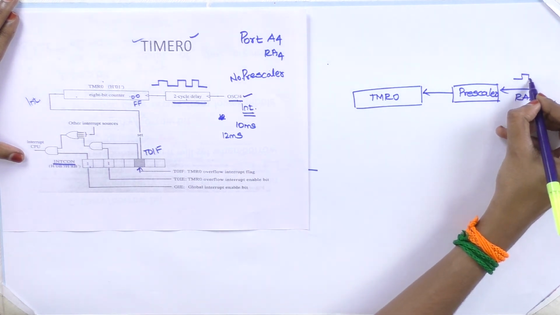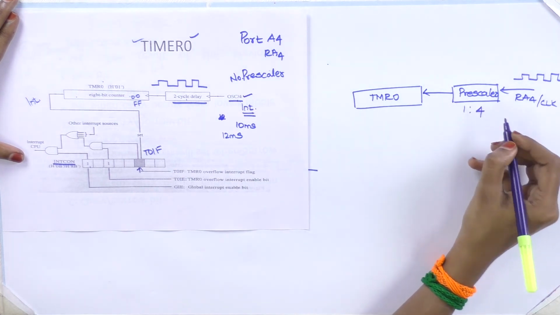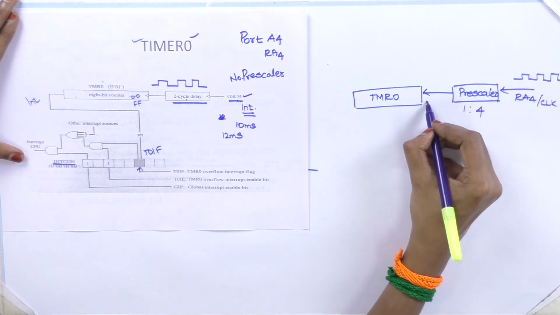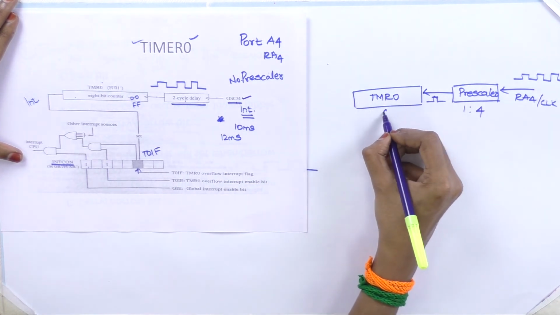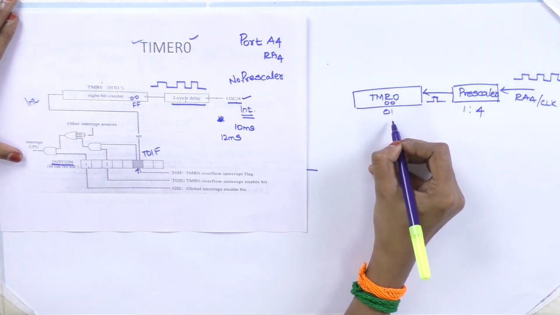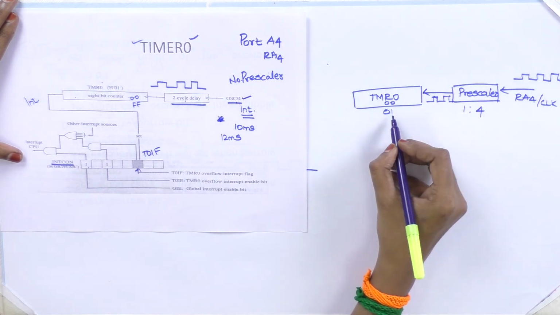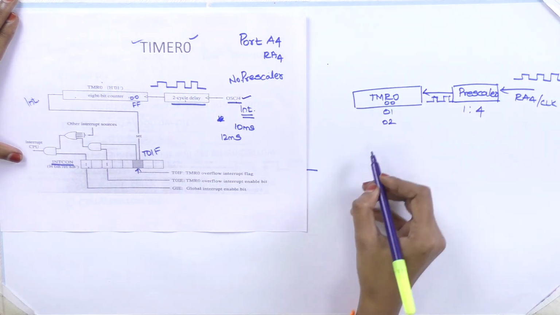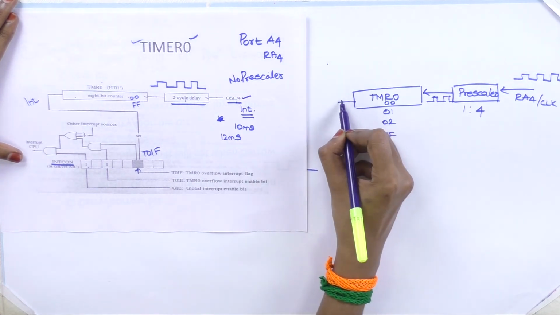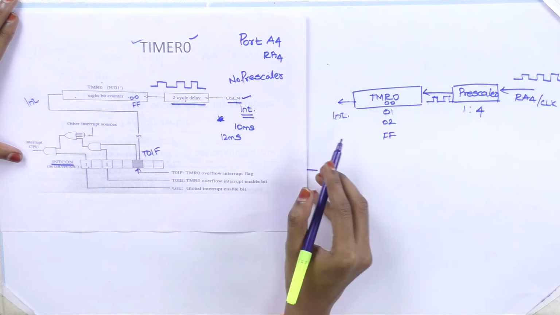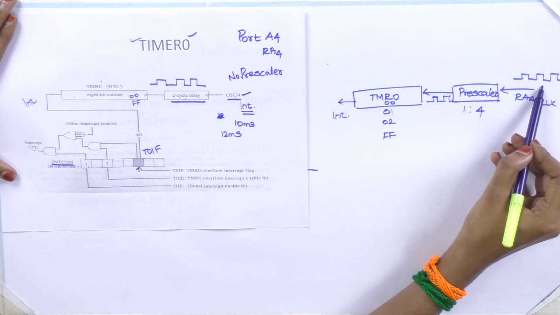So for every clock pulse, if I set this to 1:4, in the sense that for every 4 clock pulses, it will give one single clock as an output. So whenever this timer receives the clock pulse, it will start to count from 00 to 01. For every 4 clock pulses, again it will give another clock pulse. When it receives another clock pulse, it will be incremented to 2. Whenever it is incremented and reaches FF, it will generate an interrupt. Fine. So this process will be same for the external clock pulse also.